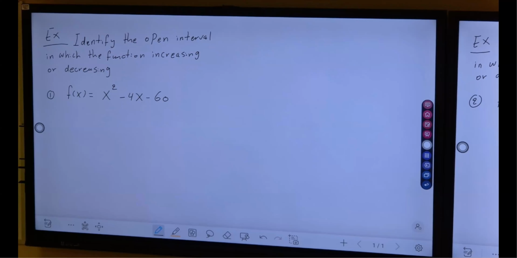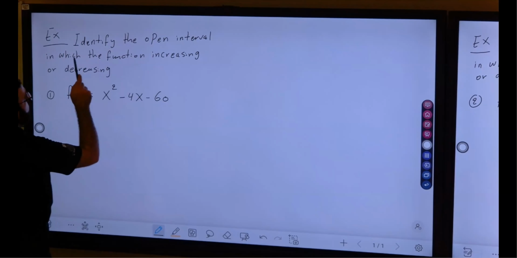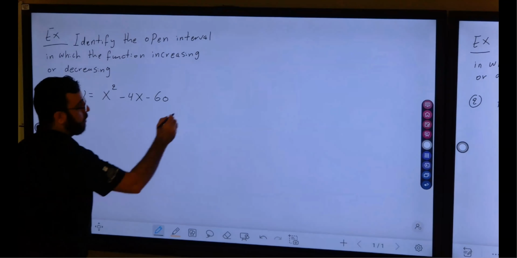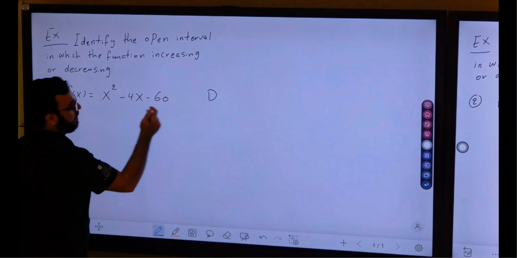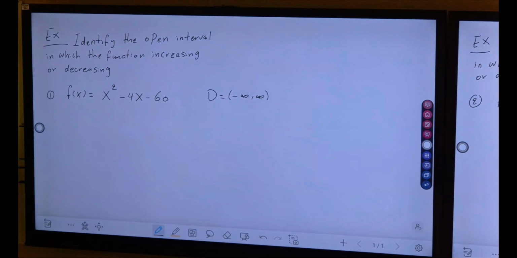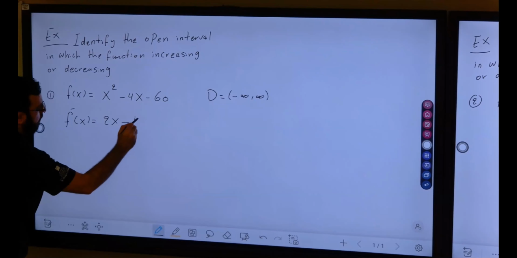Again, I'm going to use the first derivative test, and define the open interval in which the function is increasing or decreasing. So here's our function. The first thing I'm going to do always, focus, the domain. The domain for this one, it's a polynomial, always the domain from negative infinity to positive infinity. Now, let's find the critical numbers. So I'm going to find the derivative. The derivative of the function is going to be 2x minus 4.